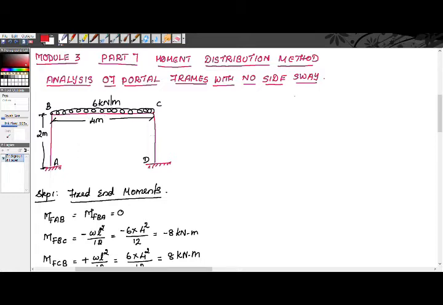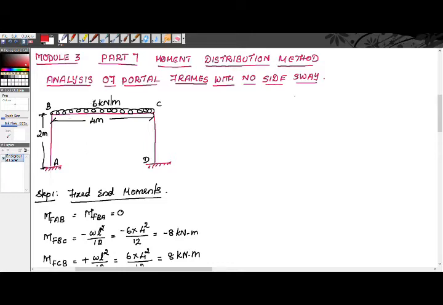So from the diagram itself, you can understand this is a portal frame with no side sway. That is, there is no sway. That is, this B and C do not change its position. Okay, now we will analyze how to solve such a problem. So we have a portal frame ABCD. AB and CD are 2 meters long, BC is 4 meter long, and I is constant everywhere.